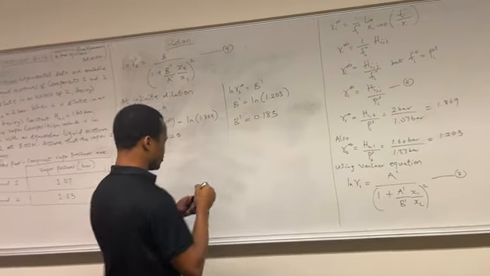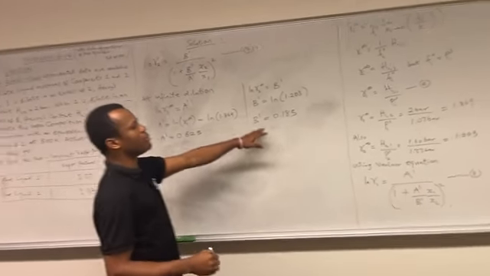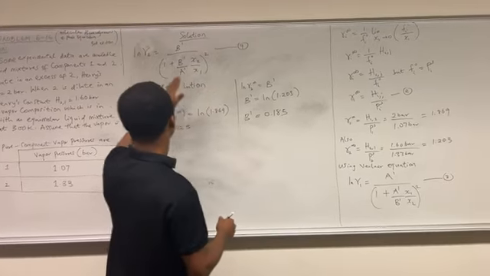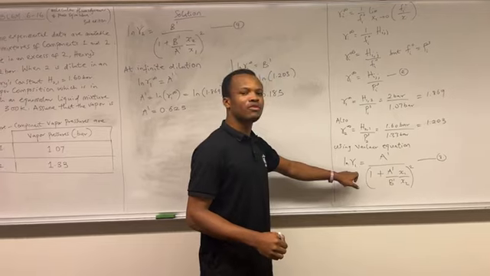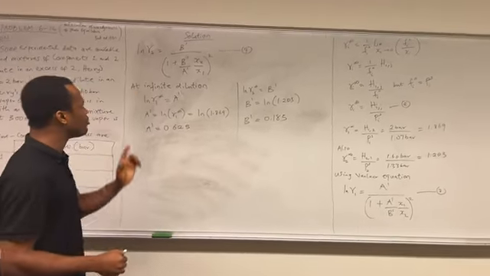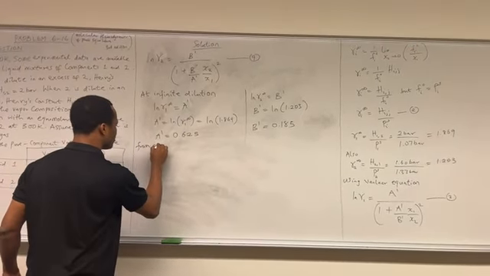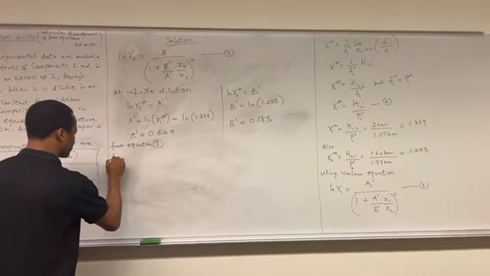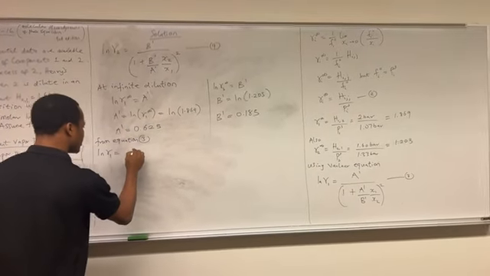Solving for this, we have our b prime to be 0.185. So now we have our a prime and we have our b prime. We are now going back to equation 3 and equation 4 to get our gamma 1, which is the activity coefficient of component 1 in the mixture, and our gamma 2, which is the activity coefficient of component 2 in the mixture. From equation 3, ln gamma 1 is equal to a prime. Our a prime is what?